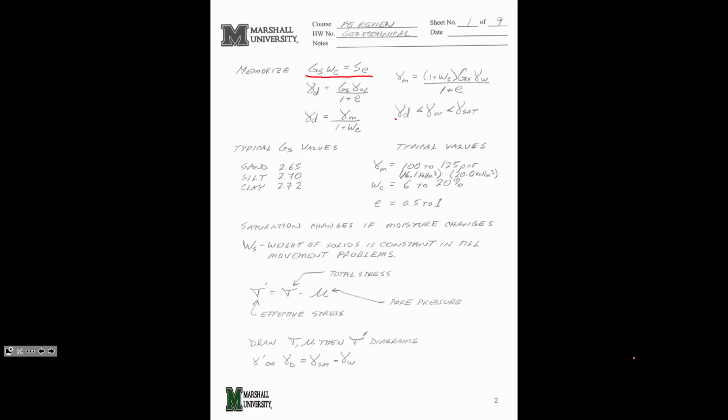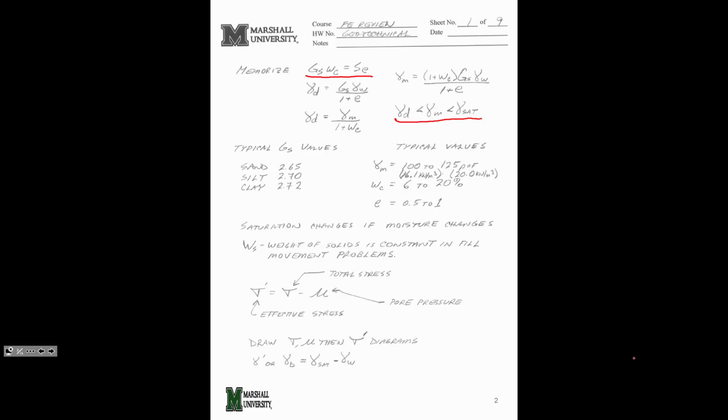Know that the dry unit weight is always less than the moist unit weight, which is always less than the saturated unit weight. Saturated unit weight is when we have 0 air voids. All our voids are full with water, so that's where we have our definition of saturation. That's the maximum unit weight we can get for that particular soil. Moist unit weight is going to be less than that. Dry unit weight is going to be less than that.